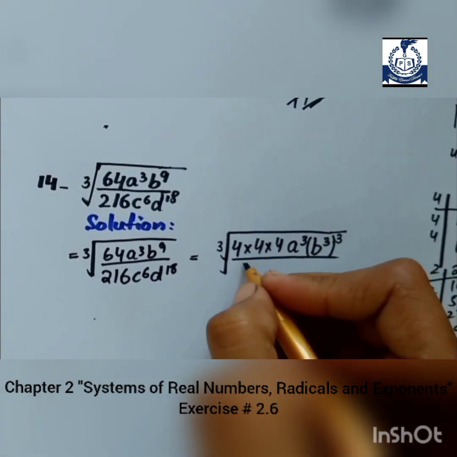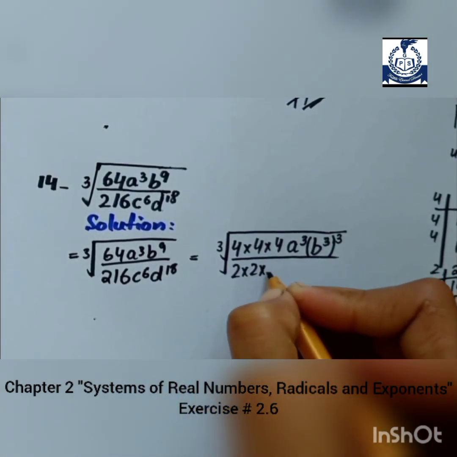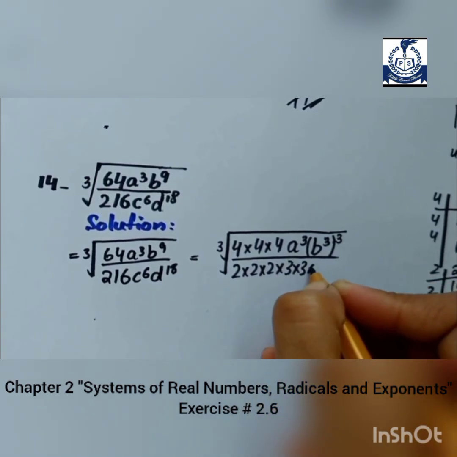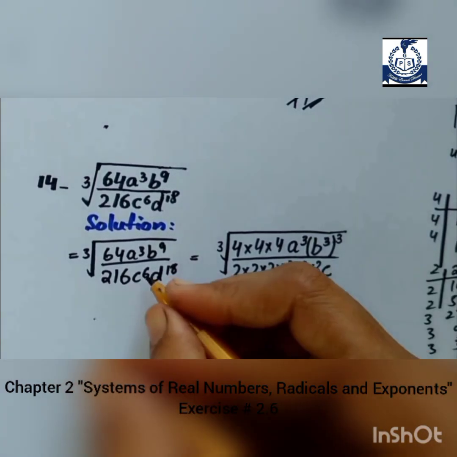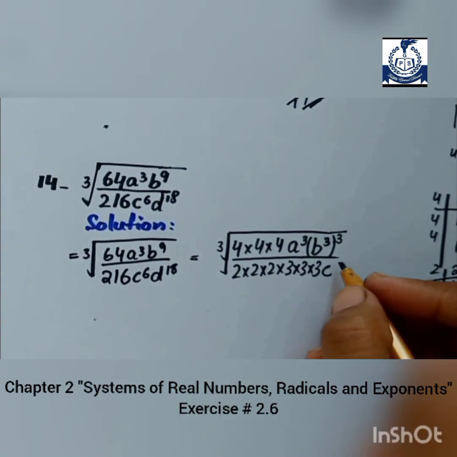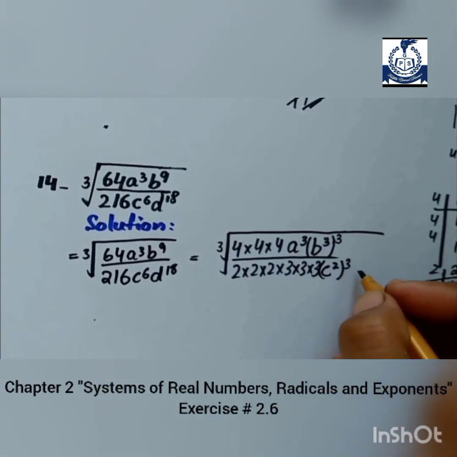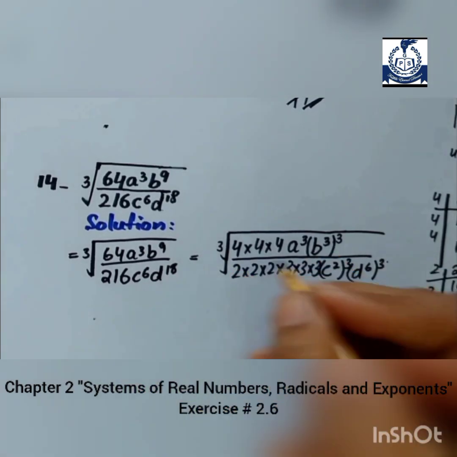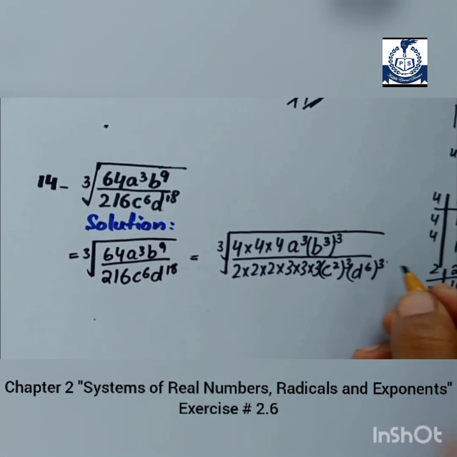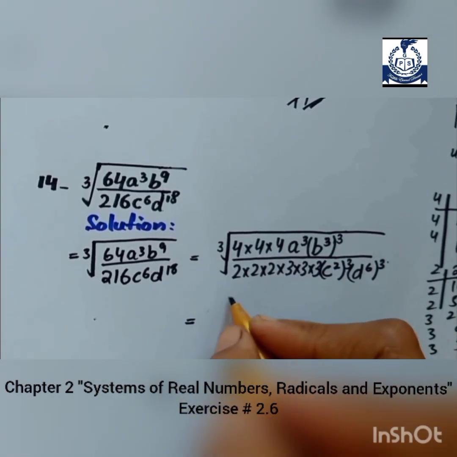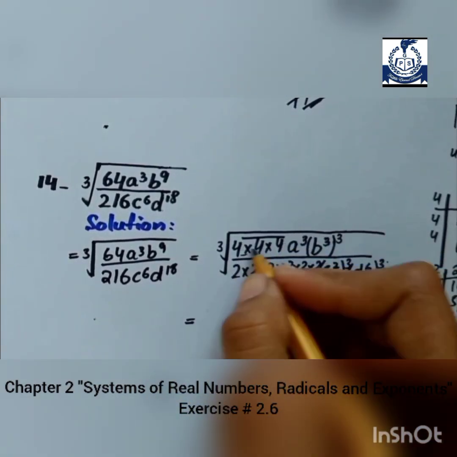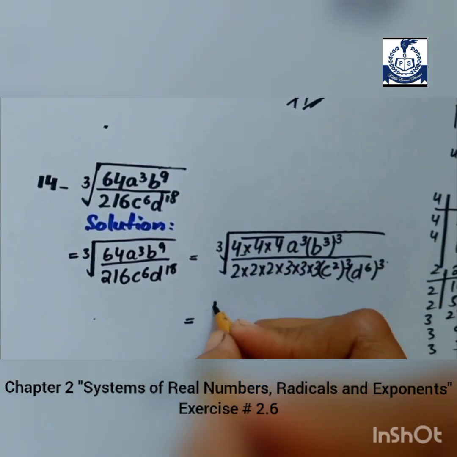In place of 216 we write the factors of 216, which are 2 multiplied by 2 multiplied by 2 multiplied by 3 multiplied by 3 multiplied by 3. c power 6 we break and write in cube form: 2 multiplied by 3, 2 3s are 6. We had to bring it in cube form. So we break the power of 6 into 2 multiplied by 3. We also break the power of 18. 6 3s are 18. We have to break it in cube form, so we break the power in cube form. We make the pair of 3 3 because the index we have is 3.